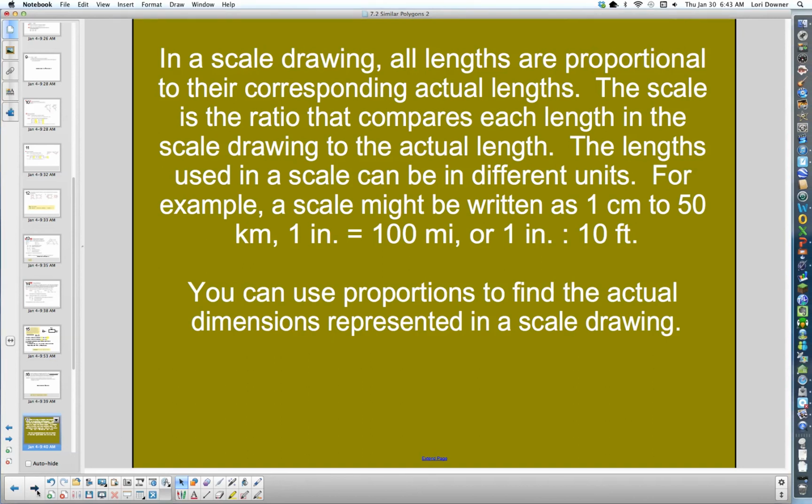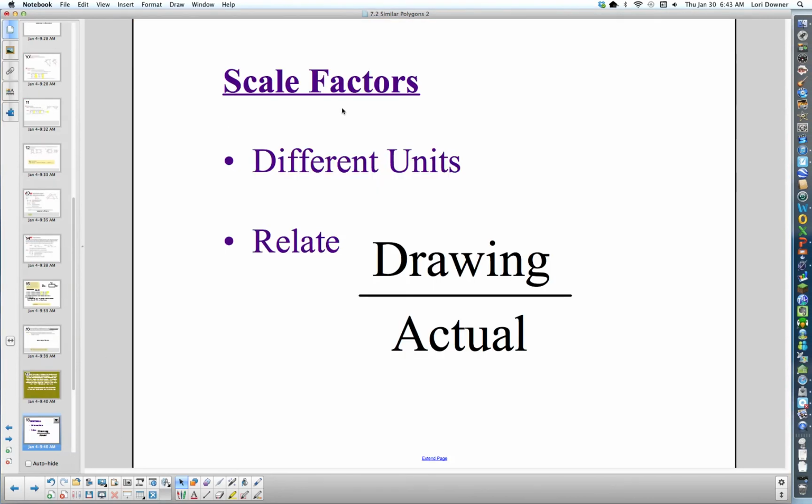Let's look at this example. Scale factors, just a review from maybe 7th grade. They can be different units, and you always relate drawing to the actual. I think of this as drawing to actual. So scale factor is always D over A, drawing over actual.